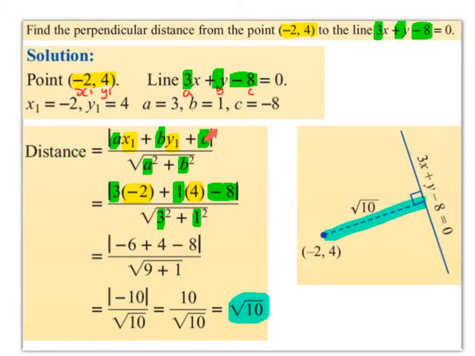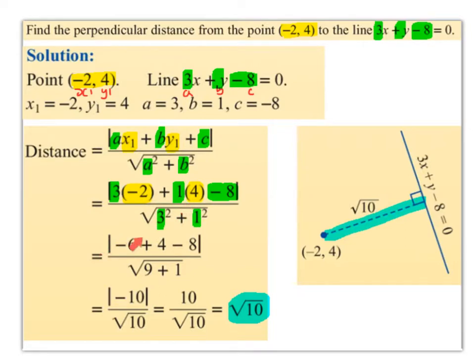Next we substitute into our perpendicular distance formula. So we swap A for 3, x1 for minus 2, remember these need to be multiplied together, that's why there's brackets, B for 1, y1 for 4, again these need to be multiplied together, C for minus 8, that's all divided by the square root of 3 squared plus 1 squared.